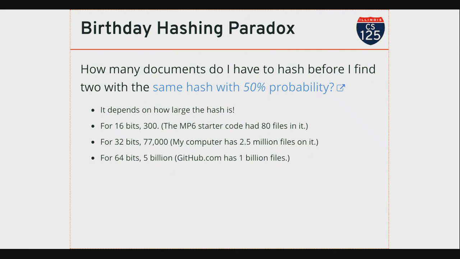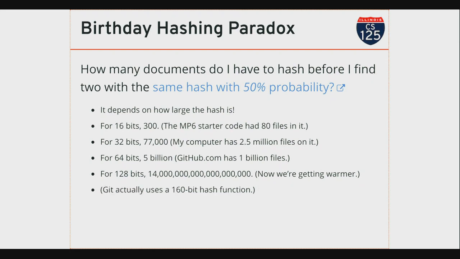GitHub.com at the time that I wrote the slide had 1 billion files. It's probably up to 2 or 3 by now. So this is not okay. As we continue to increase the size of the hash function, now we're starting to get into the realm where we feel comfortable. For 128 bits, this is 14 times some really big number. I don't know, what is this? Billions, trillions. I don't go past trillion. It's big, right? However, Git actually uses a 160-bit hash function.